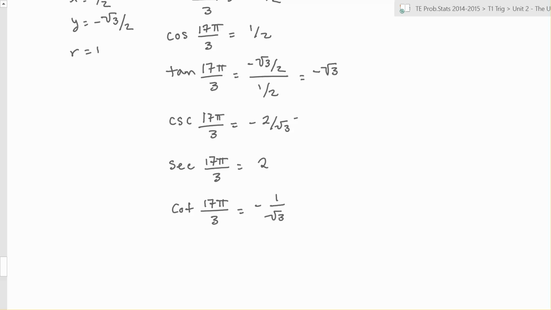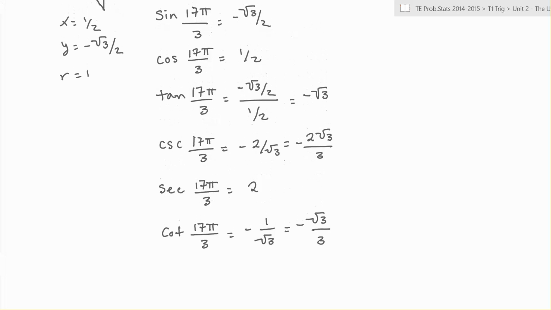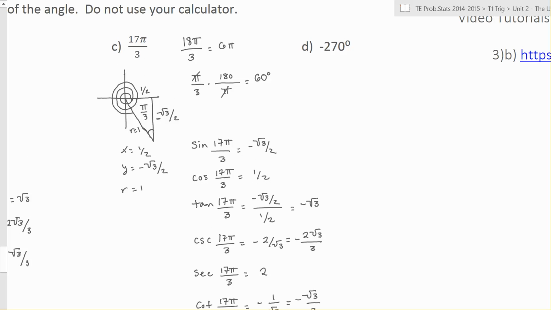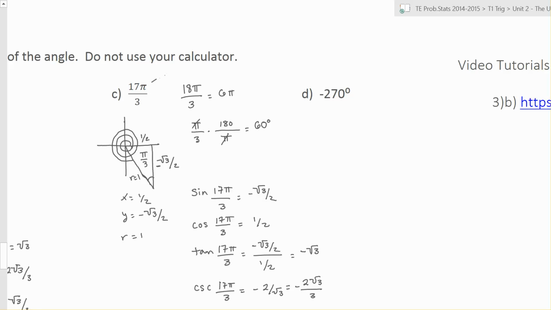Okay. To get these in proper form, as always, we can multiply by root 3 over 3. So I would get 2 root 3 over 3. Here, multiplied by root 3 over 3, I would get negative root 3 over 3. So those are my 6 trig ratios for an angle of 17 pi over 3. Okay. Just a side note, 17 pi over 3 is the same thing as 1020 degrees. So if you like to think in terms of degrees, that's helpful.